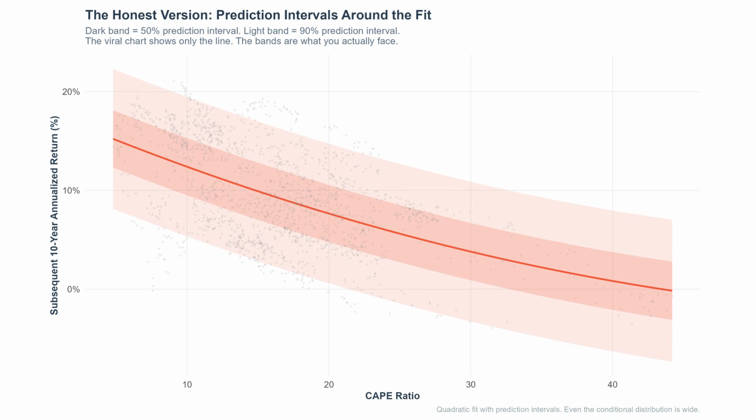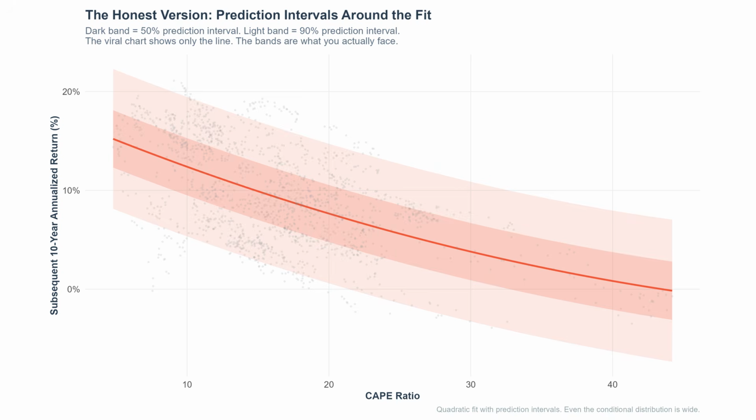And these bands, they are massive. They take up the whole page. They are enormous at any given level of valuation, whether the market is dirt cheap or incredibly expensive. The 90% prediction interval spans a vertical range of 10 or more percentage points of annualized return.